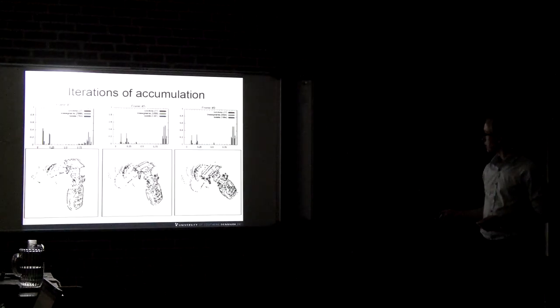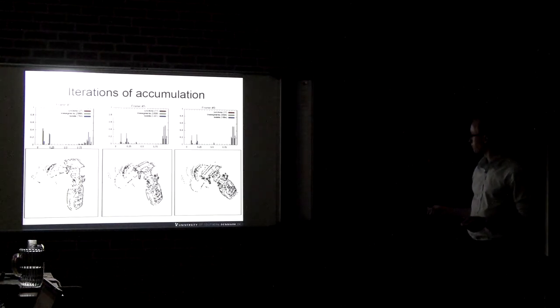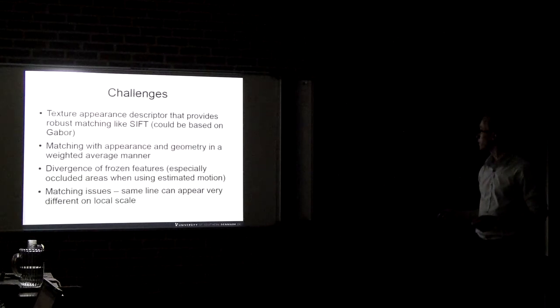You see, it's still not perfect. There's really room for improvement still in this object. We would like a more robust texture appearance descriptor to be able to do more powerful matching. Could be based on Gabor filtering.